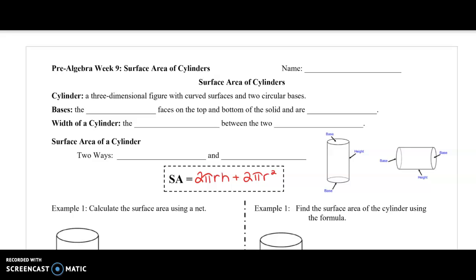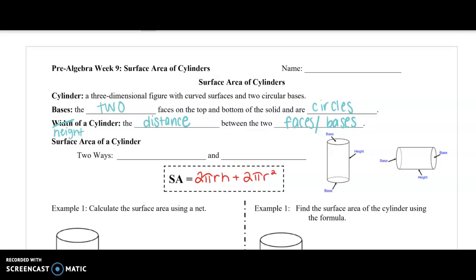Okay, so the bases are going to be the two faces on the top and bottom of the solid, and they are circles. Bases, top and bottom of it, there's always going to be two of them, and they are circles. Instead of the width, I'm going to change this to the height. So the height of the cylinder is the distance between the two faces or the two bases, however you want to say it.